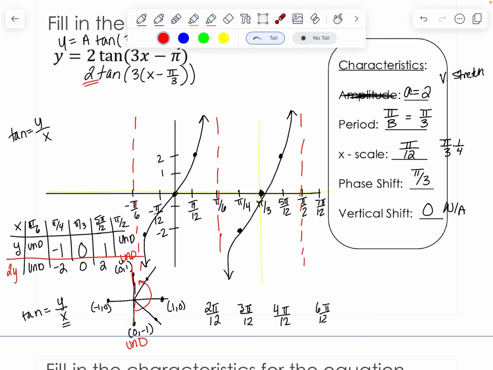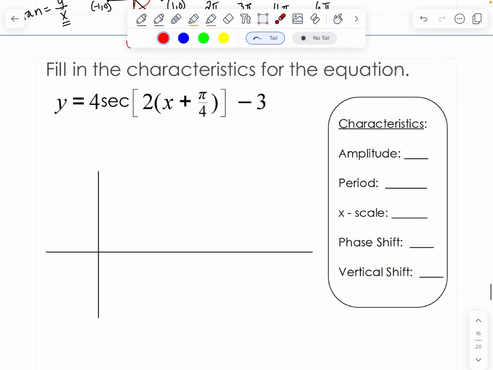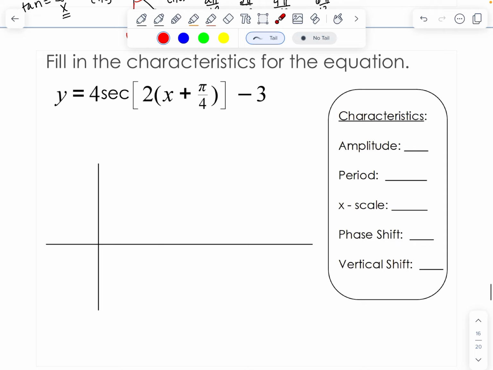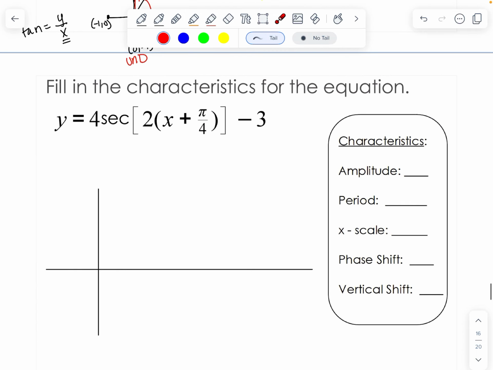All right. Hopefully that made sense. I know it's kind of a lot and it's a video, so I'm doing the best that I can here with explaining it. All right, so now let's do a secant, and then we're going to do a cosecant.